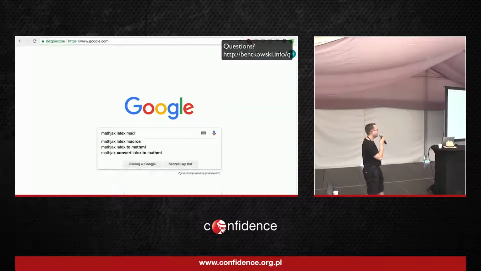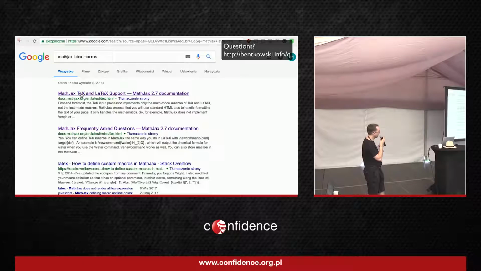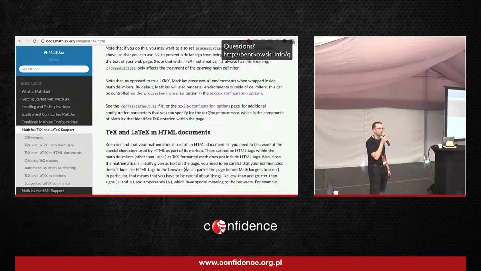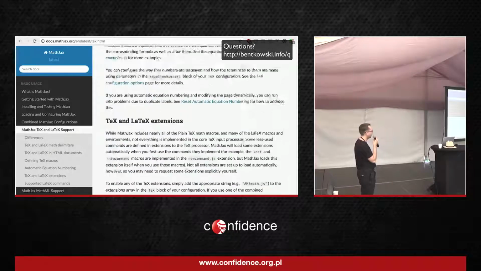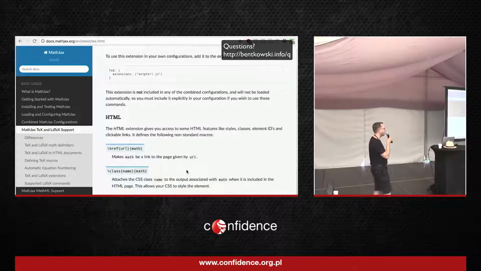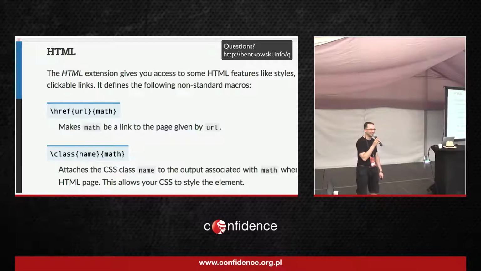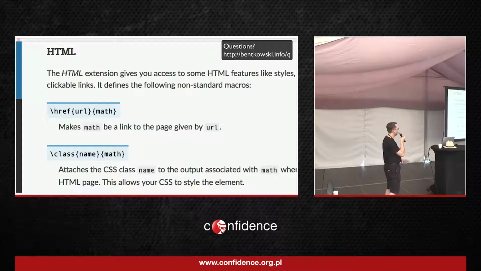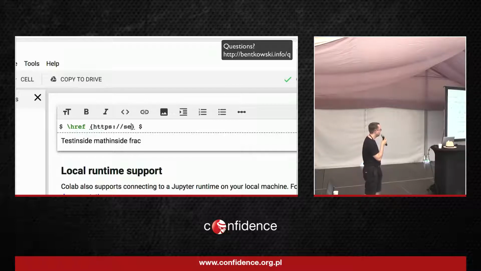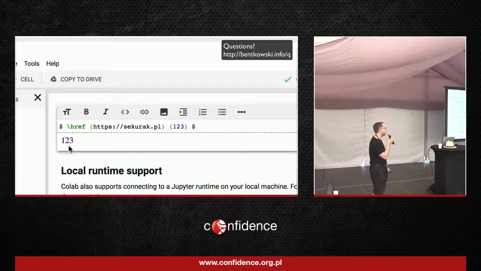So let's look at the documentation. In the documentation, we can find out what LaTeX macros are supported by MathJax. And there was a macro that I found interesting, and it was called href. I mean, okay, maybe it didn't work before, but it would work now. So let's try it. I put some LaTeX code over here. I use the href, first with Sekurak to find out whether it works at all. And as you can see, it does, because there's a hand.